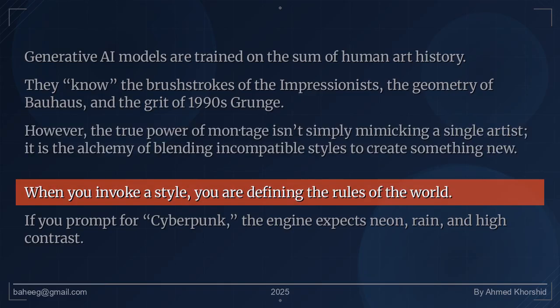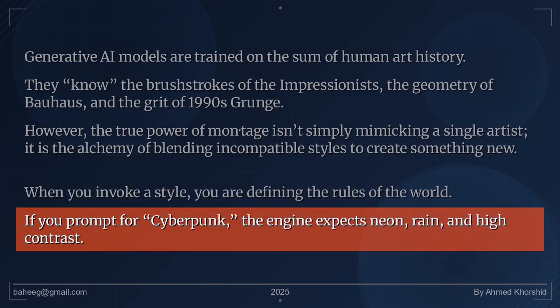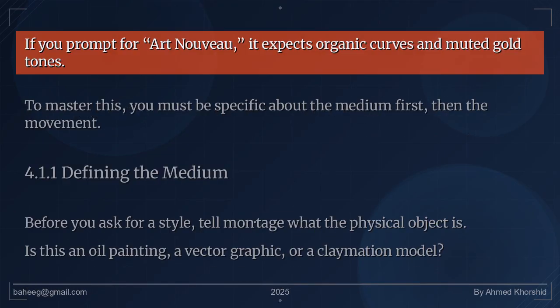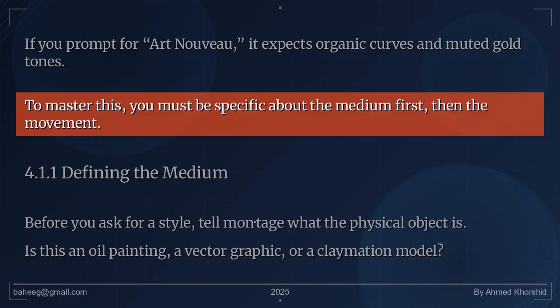When you invoke a style, you are defining the rules of the world. If you prompt for cyberpunk, the engine expects neon, rain, and high contrast. If you prompt for Art Nouveau, it expects organic curves and muted gold tones. To master this, you must be specific about the medium first, then the movement.